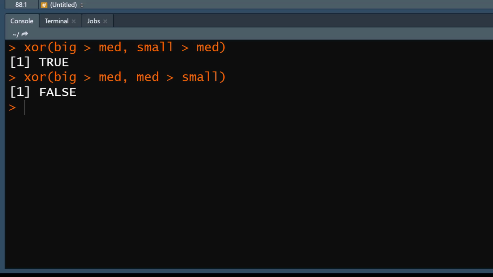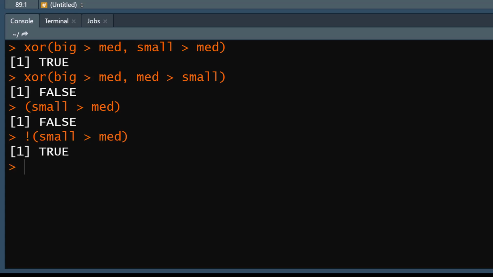Lastly, we have the NOT operator. So again, what the NOT operator does is it returns true if whatever it's sitting before is false. So let's just think of a simple case, small greater than medium. Remember, small is smaller than medium, so that result is false. But if I put the NOT operator in front of it, then I get a true.